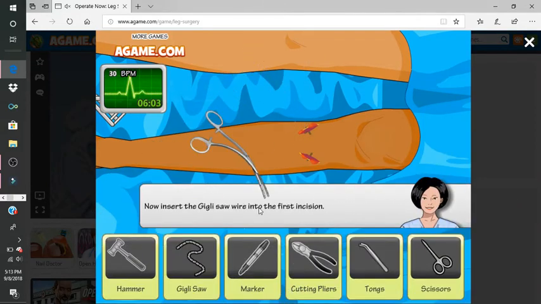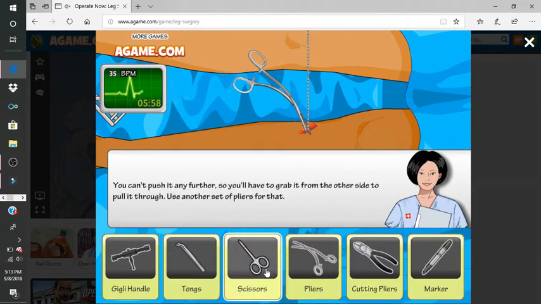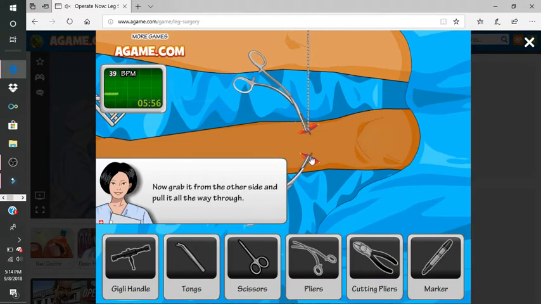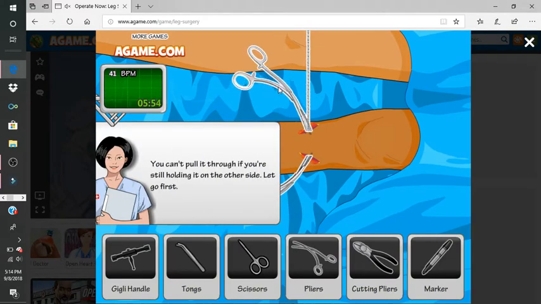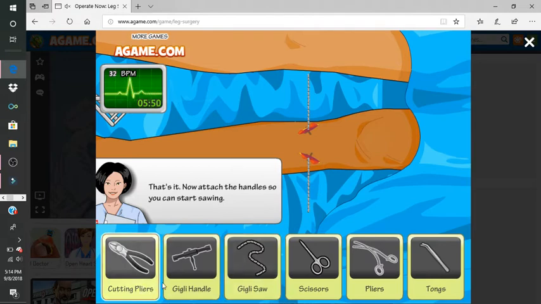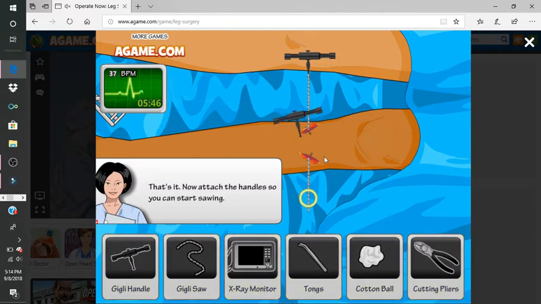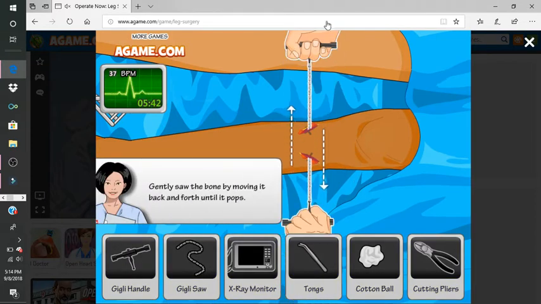Alright, pliers. Going to need the saw. Going to need pliers again. Remove that. And we're going to pull this through. Now we're going to need handle. Another one. Now we're going to saw. Ugh, gross.